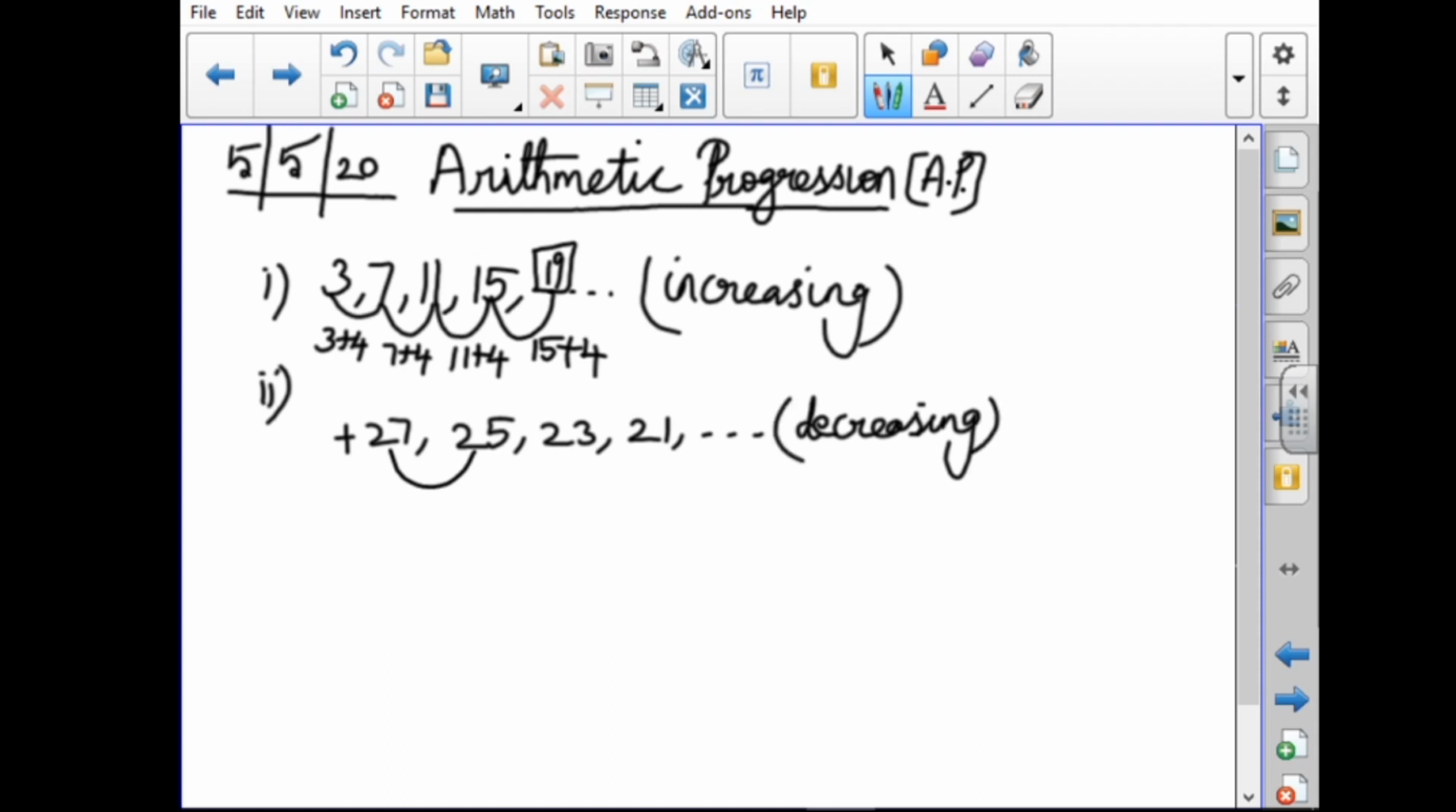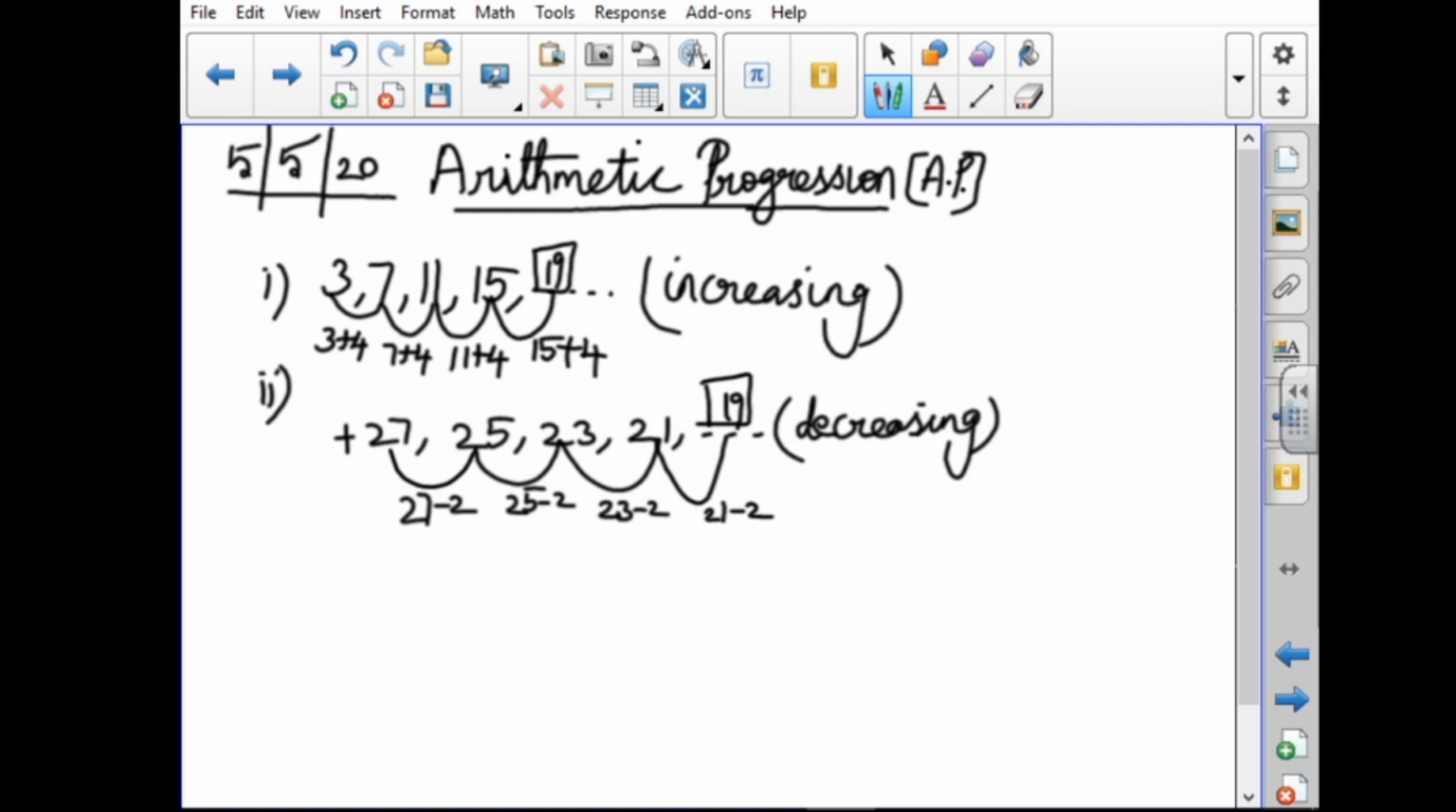So the first term is 27, the next is 25. The sequence is decreasing, so we can conclude the next one: 27 minus 2, so the answer is 25. 25 minus 2, the answer is 23. The next number is 23 minus 2, the answer is 21. The next number we can predict as 21 minus 2, the answer is 19. So we can predict the successive terms.